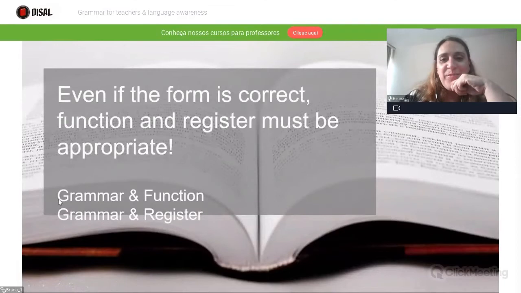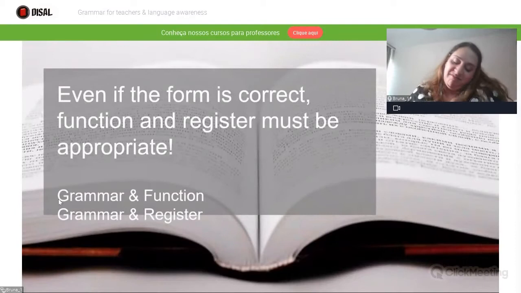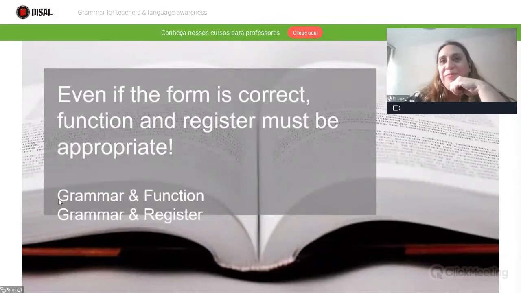Then I thought, okay, it's not his fault. This is the only English he knows, but I couldn't get closer to him because he seemed to be somebody I didn't know. So this is something important, and we should teach our students this too.